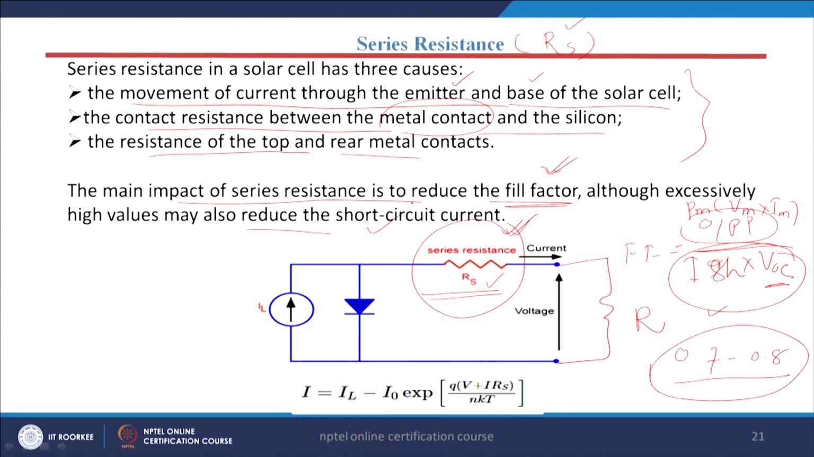Basically, this series resistance reduces the fill factor, and extensively high values may also reduce the short circuit current. If the series resistance value is very high, then it may also reduce the short circuit current, I short circuit, of the solar cell.